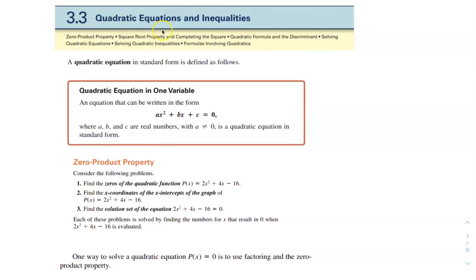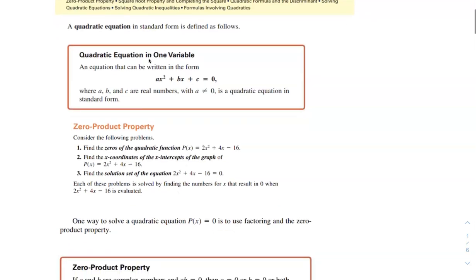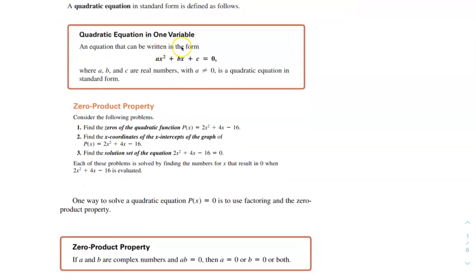Quadratic equations and inequalities. In this lesson, we're going to focus mainly on just how to solve quadratic equations. So first, what is a quadratic equation? Well, a quadratic equation is an equation in this form, a key thing being the highest power is an x squared. So ax squared plus bx plus c equals 0 is a quadratic equation in one variable, where a, b, and c are real numbers.